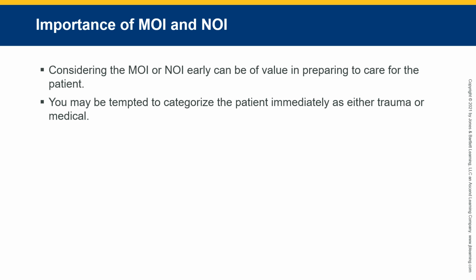Considering the MOI or NOI early can be of value in preparing to care for the patient. So again, when we're dispatched, we're kind of considering what we may be rolling up on, right? If you're dispatched to a chest pain, all right, here's some things that could be wrong. These are some things I may need to do. Whereas if I respond to a wreck, this could be what's wrong. This is what I've got to do.